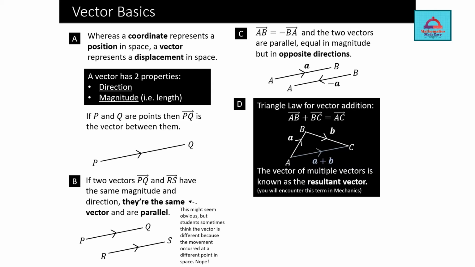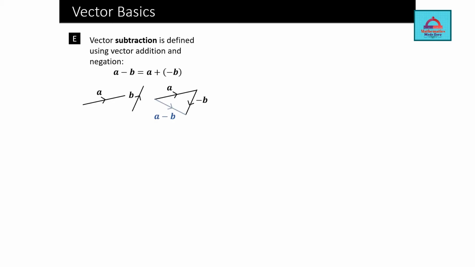Next is the triangle law for vector addition. This is a very important law that you will use to find the resultant vector, and you'll use it also in physics. So if A to B is vector A, and B to C is vector B, then from A to C, that is from the tail of the first vector to the head of the second vector, would be the resultant. The sum of multiple vectors is known as the resultant vector. So the resultant vector here is vector AC, or A plus B.